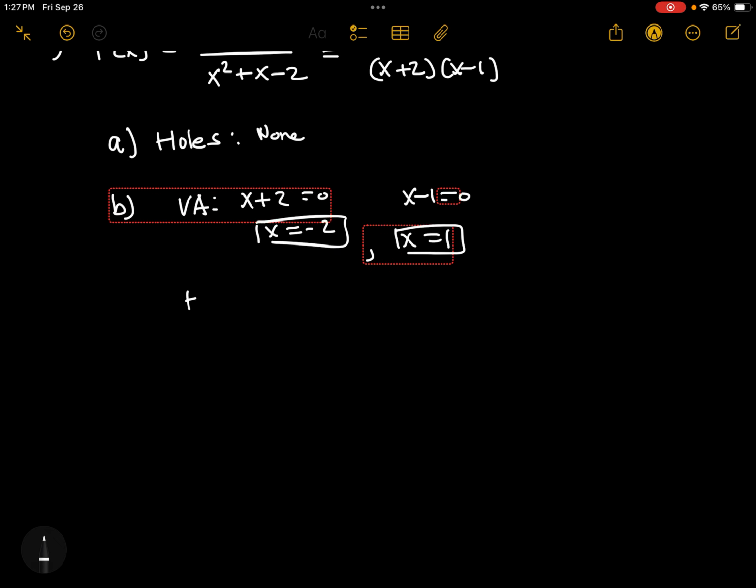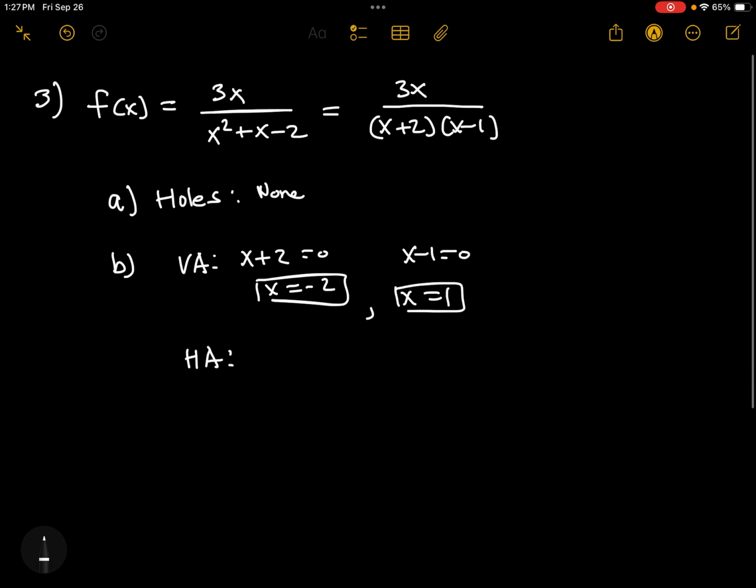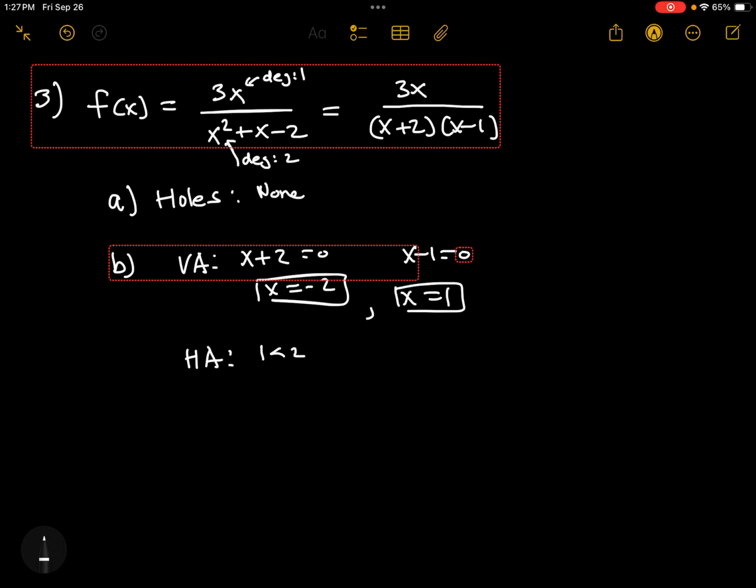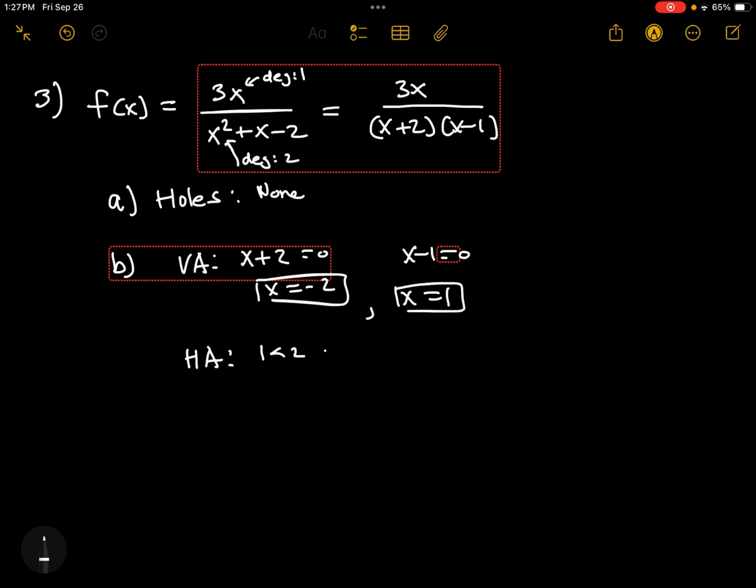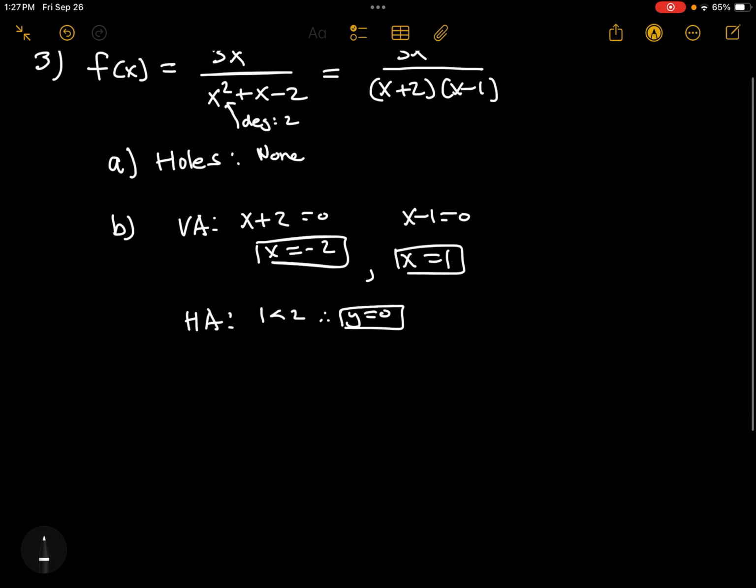All right, now the horizontal asymptote is a little bit more involved. You have to compare the degrees of your numerator and denominator. So I would say the degree over here in my numerator is 1. The degree in my denominator here is 2. So clearly 1 is less than 2. If the numerator degree is less than the denominator degree, then we say therefore y equals 0 is my HA. Okay, so that's just something you have to memorize.